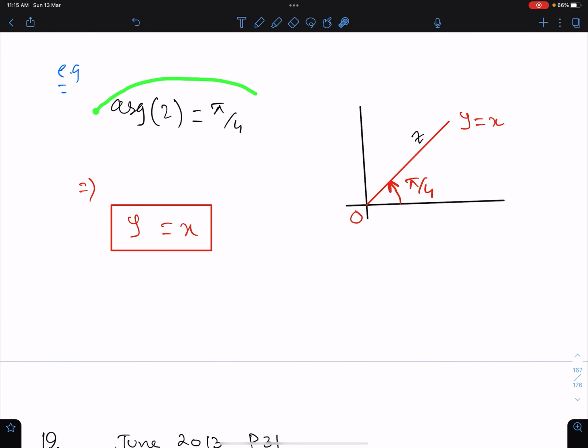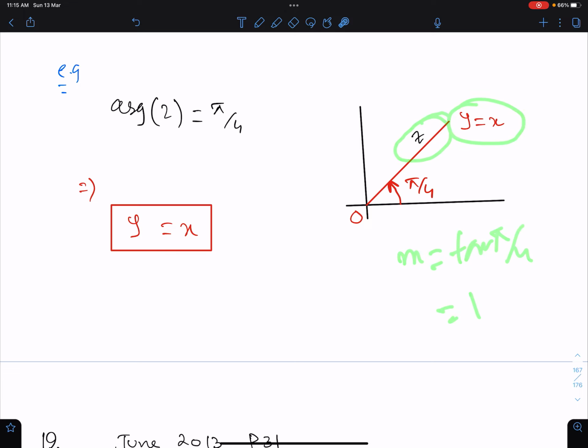We have to find the equation of this line. So the locus of z is this line, because argument of z means argument of z from origin. So argument of z from origin is pi by 4. So we need the equation of this line. Since this angle is pi by 4, therefore the gradient of this line is 1 according to this formula of gradient. Hence the equation of this line is y is equal to x.